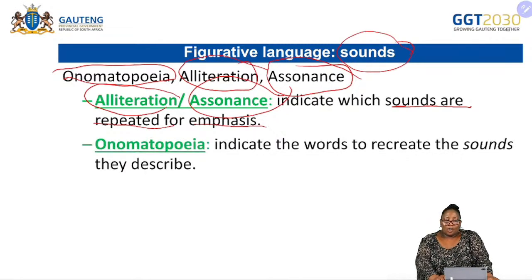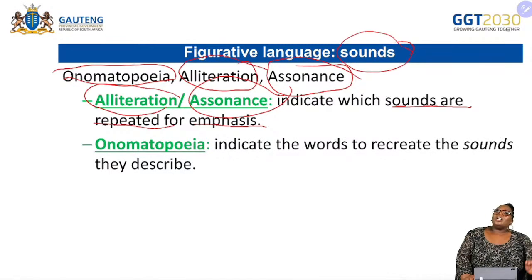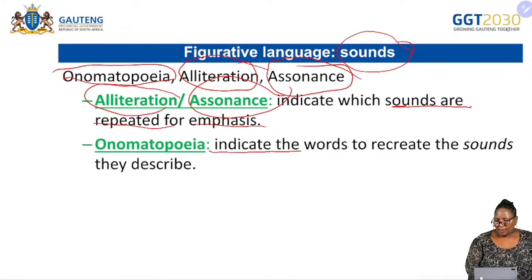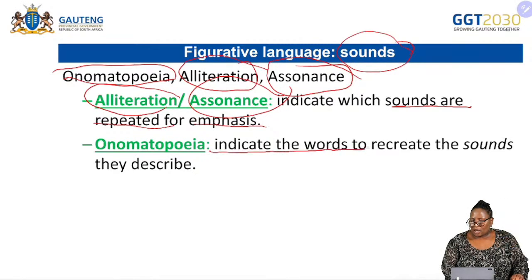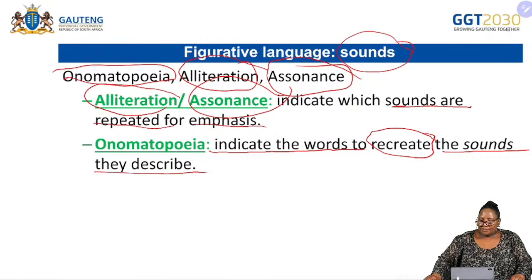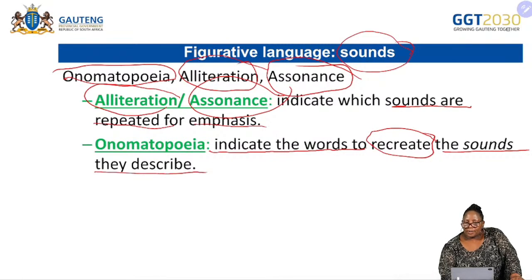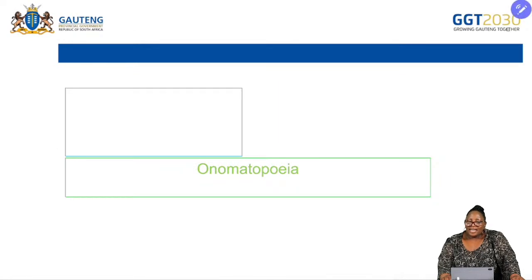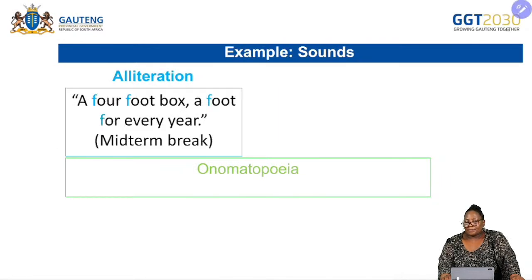And then onomatopoeia. Onomatopoeia indicates that the words recreate the sounds they describe. So onomatopoeia indicates the words recreate the sounds they describe. Now let's look at the examples.